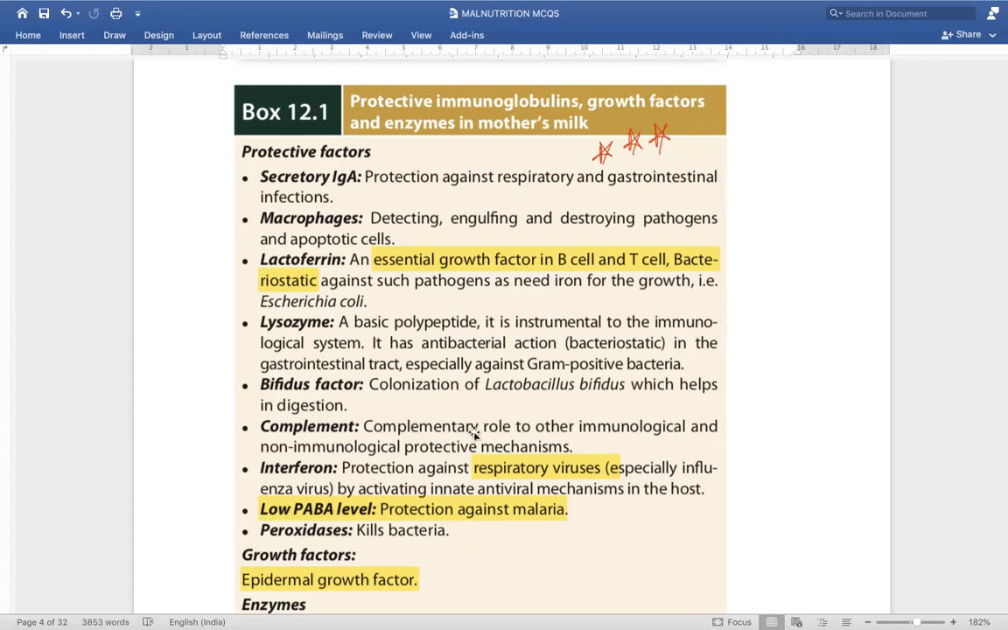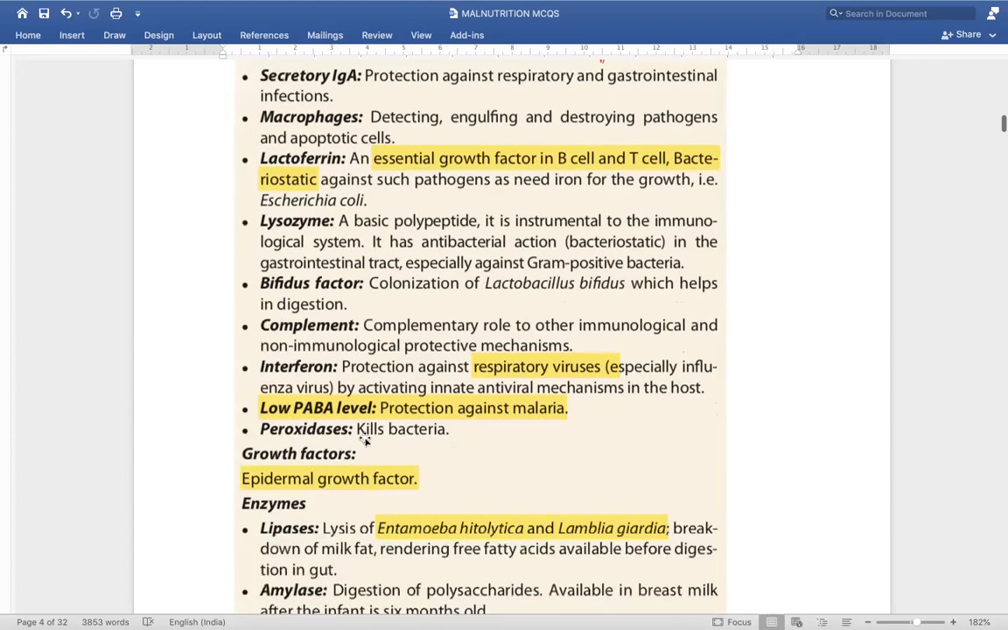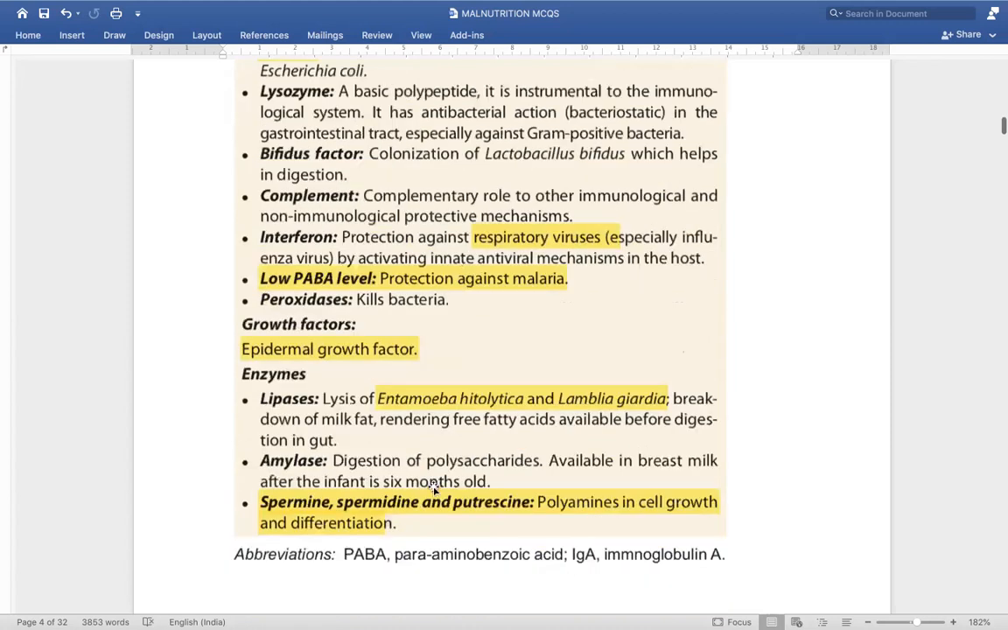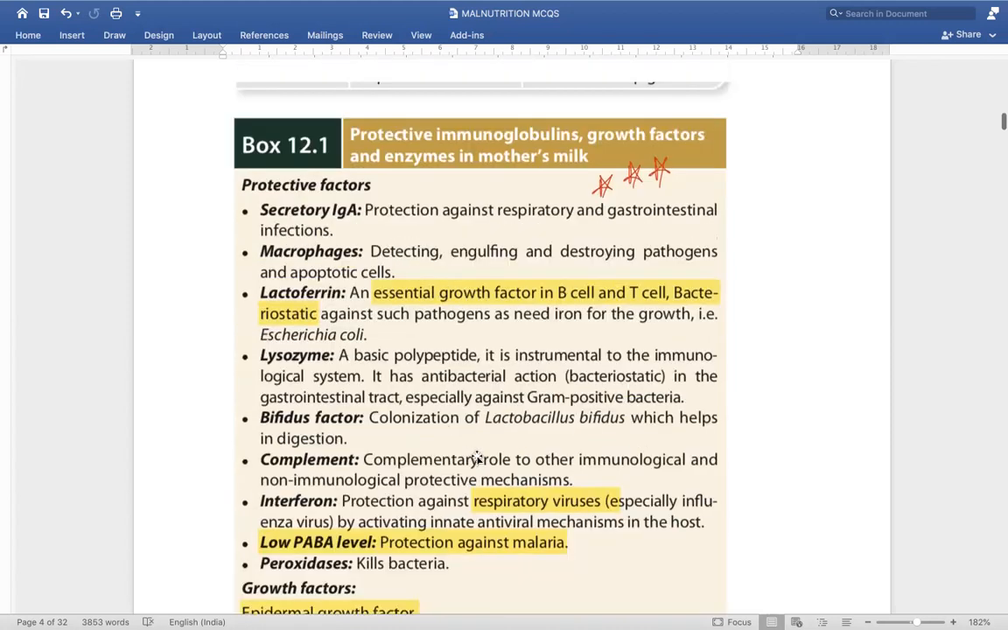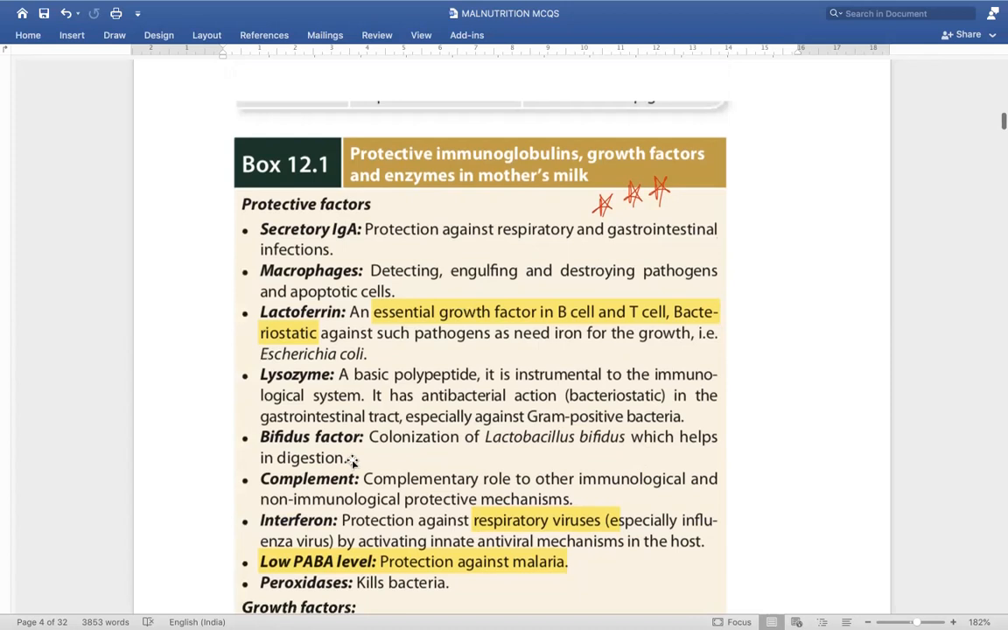And the other thing is complements and interferons, especially we know they protect against viruses. Low PABA, you remember this as low PABA, not that the presence of PABA will prevent malaria. It is a low PABA level. And peroxidases will kill bacteria non-specifically. And these are the main responsible protective factors. Mainly what you should know is lactoferrin, which will protect against E. coli, interferons against viruses, and low PABA against malaria.